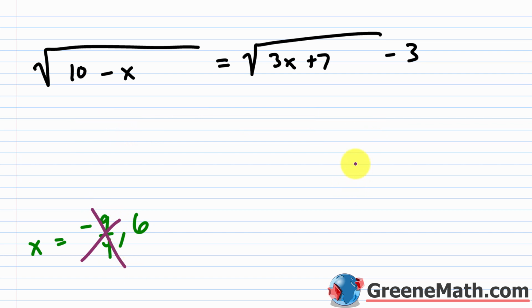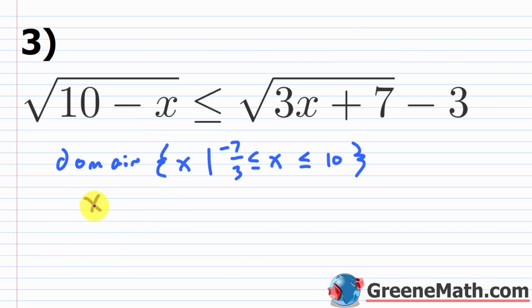Okay, the other one's really easy to check. So you have 10 minus 6, that's 4. The square root of 4 would be 2. Over here, 3 times 6 is 18. 18 plus 7 is 25. The square root of 25 is 5. And then 5 minus 3 would be 2 as well. So this one works as a solution. So 6 is what we want. So coming back up here, I'm just going to say x is equal to 6. We have all the information we need.